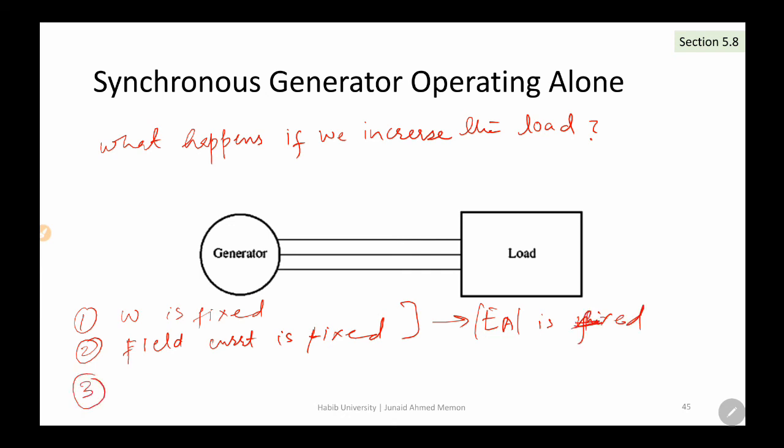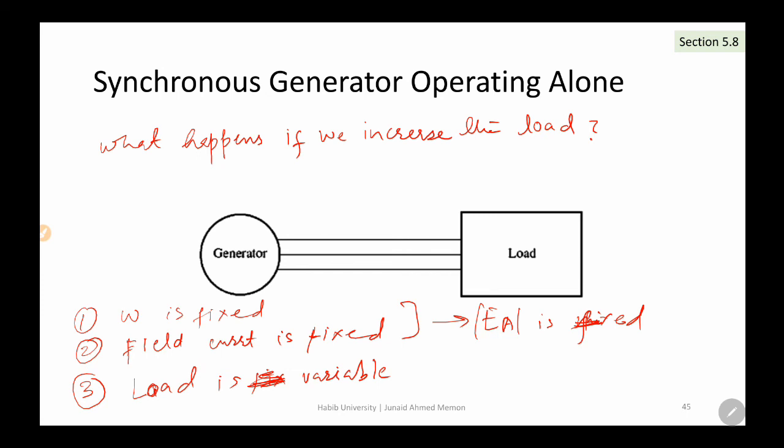And the third condition was that the load is fixed. Now we are going to relax that condition, so the load is not fixed, the load is variable. We want to study how the machine behaves when we vary the nature of the load. When the load is varying, meaning our load current is varying, what will be the effect on the behavior of the machine?